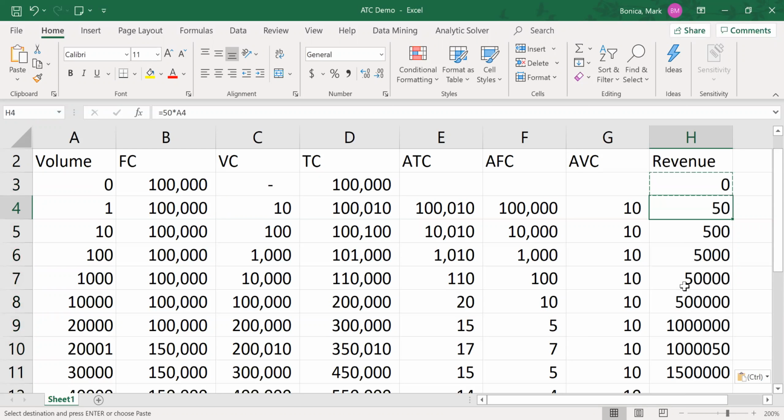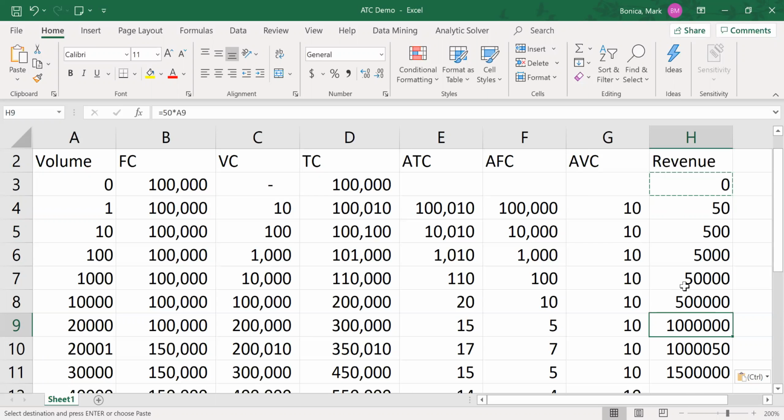If I do 1 test, I get 1 times 50, that's $50. If I do 10 tests, that's 10 times 50, $500. If I do 100 tests, it's 100 times 50, $5,000. If I do 1,000 tests, it's 50 times 1,000, $50,000. 10,000 tests, I get $500,000. 20,000 tests, I get $1 million. Right? Yay. Doing good.